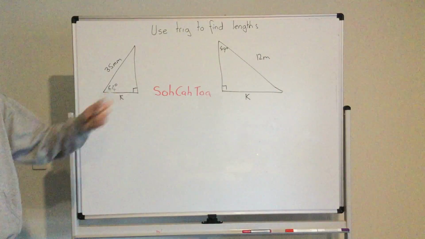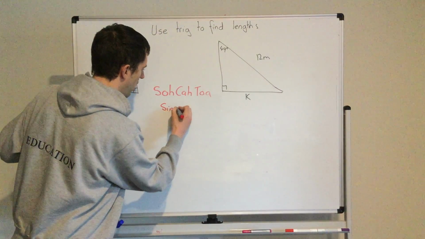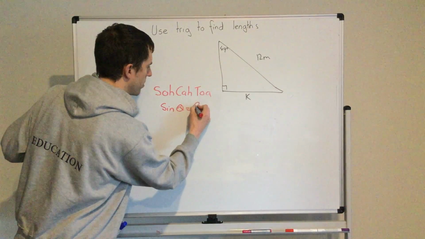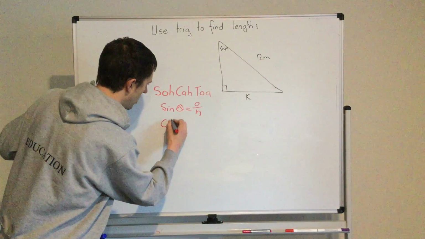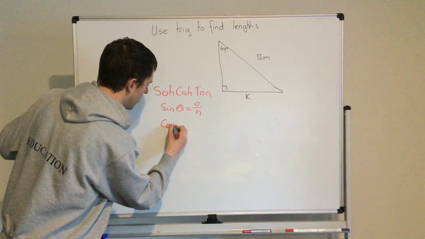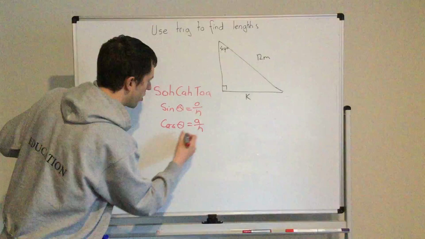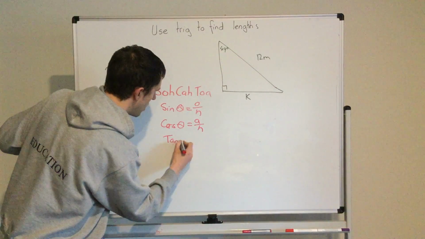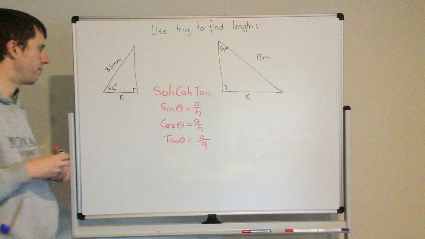So if I break this down, SOH is sin alpha equals opposite over hypotenuse. CAH, which is cos alpha equals adjacent over hypotenuse, and TOA, tan alpha equals opposite over adjacent.